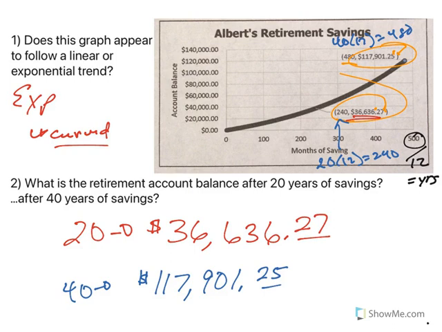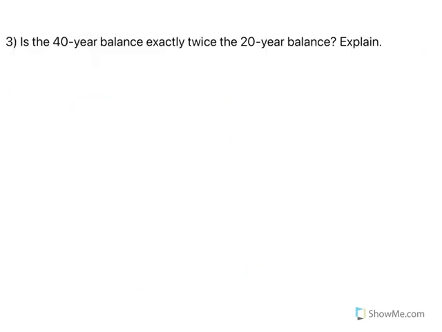So you can see after 20 years, you're at like 36,000. Okay, I can buy a car. And then you go to 40 years and you're at 117,000. Well, I can dang near buy a house. Depending on where you live, you can buy a house. Right? So it's really nice.